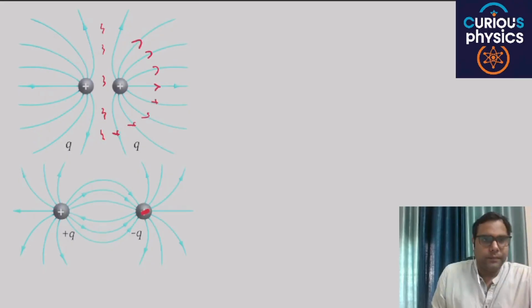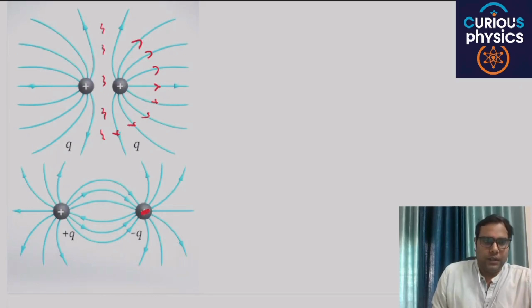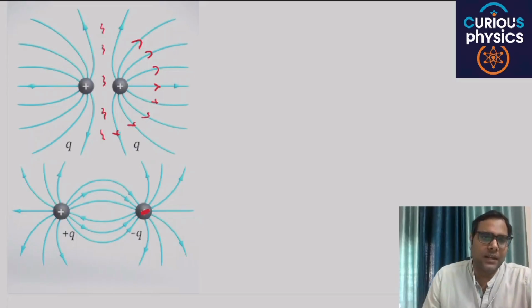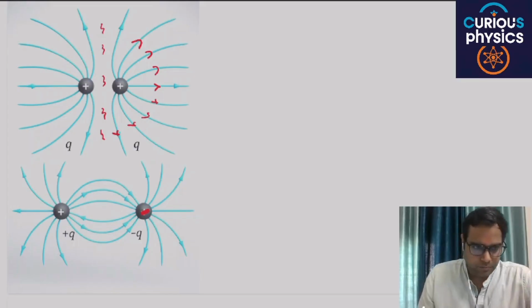Always outwards. And if you place two negative charges in place of these positive charges, then everything will remain the same, but the direction of the arrows will reverse. I hope you are getting my point.